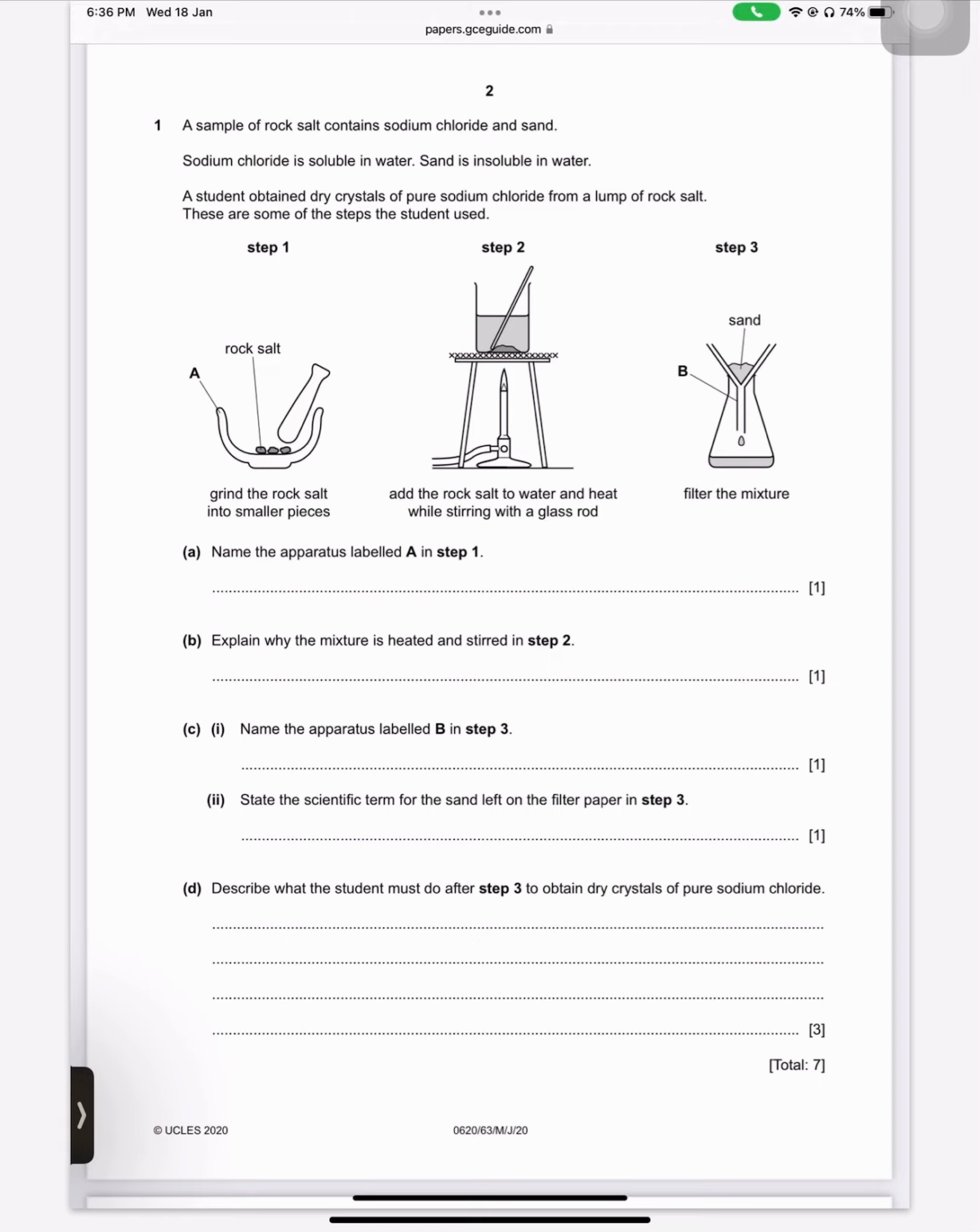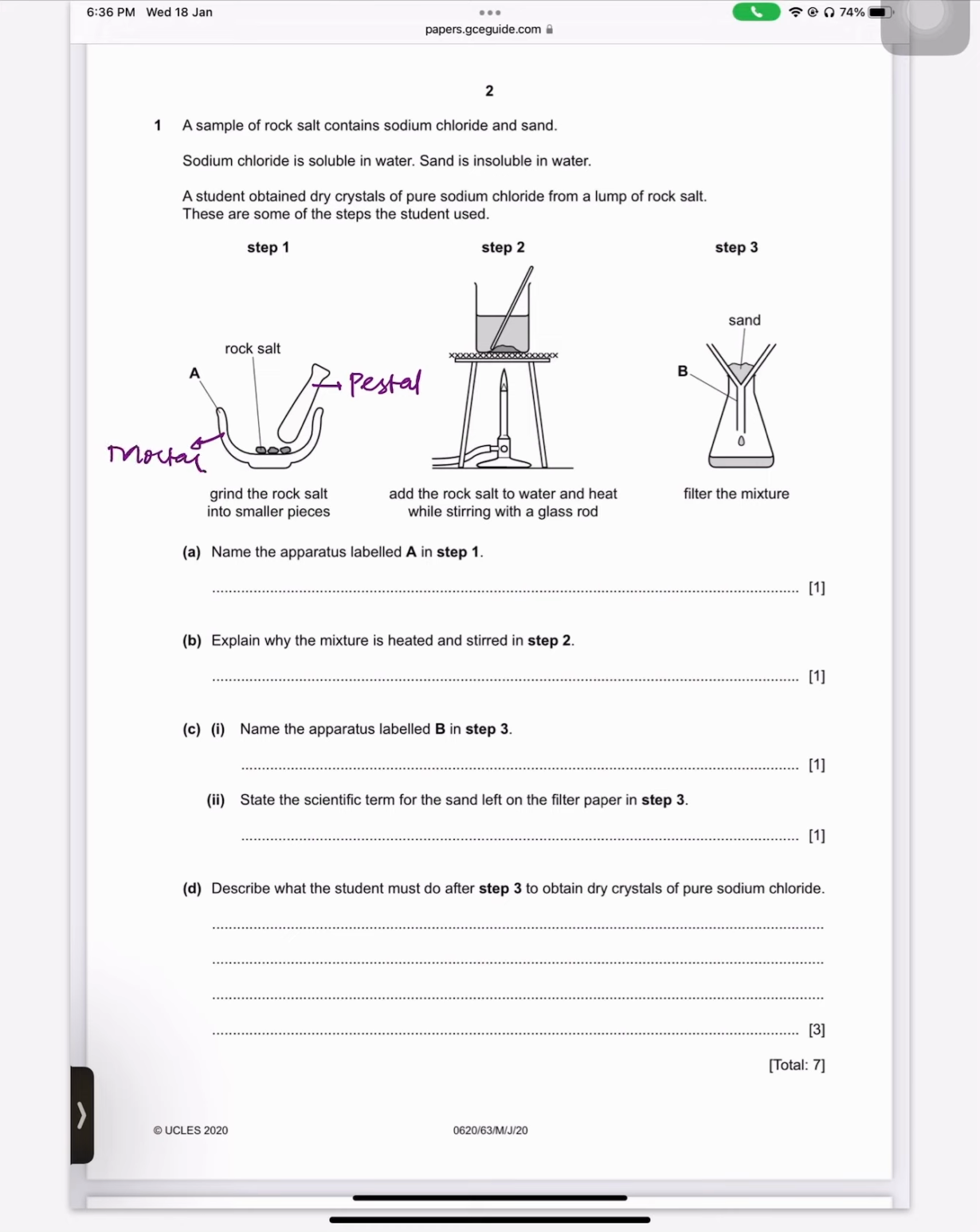In step number 1, rock salt is there and pestle and mortar are there. Okay, guys, which one is pestle and which one is mortar? You can find out this thing right now. Okay, so this is pestle. I'm telling you, this is pestle. Okay, and this is called mortar.